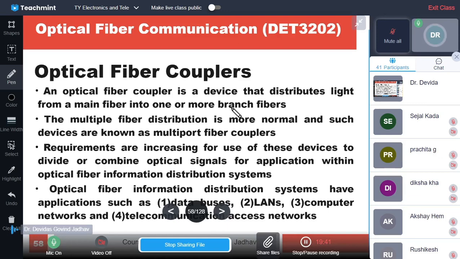So couplers are devices that distribute the light from the main fiber to more branches. Multiple fiber distribution is more normal, and such devices are known as multi-port fiber couplers.